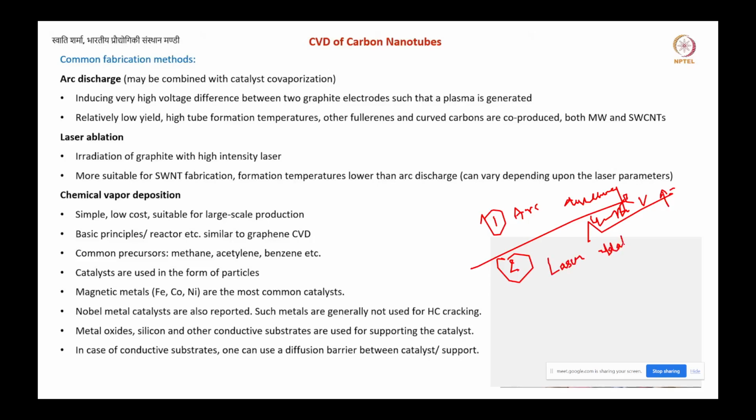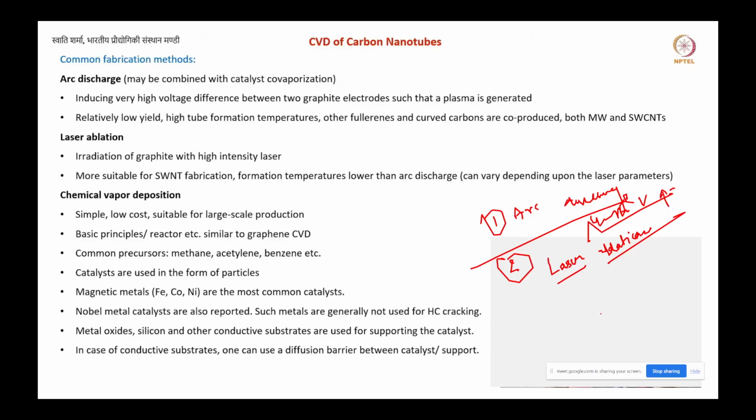The second one is laser ablation. In laser ablation, we irradiate graphite with a high intensity laser. It is more suitable for single wall CNT. The formation temperature is lower than the arc discharge, because here it can vary depending upon the laser parameters. Since in the arc discharge we use a very high voltage, here we are using a high intensity laser, so the temperature can vary depending on the intensity of the laser.